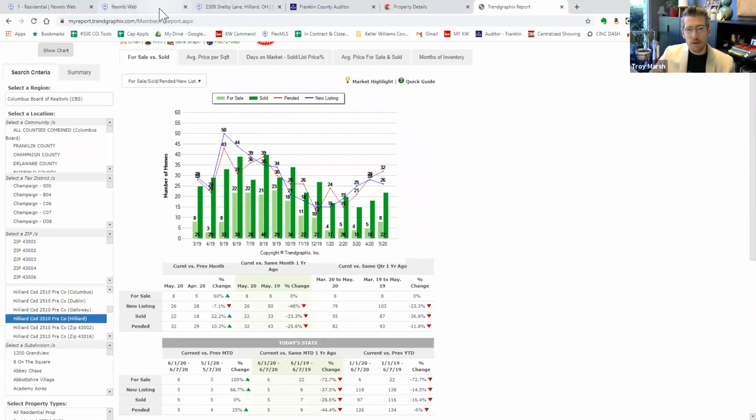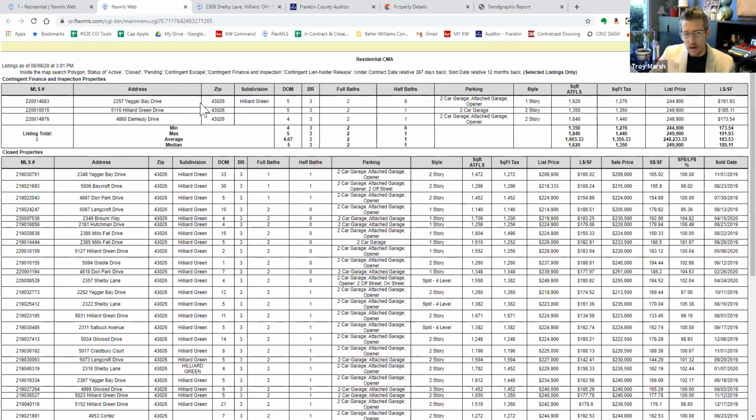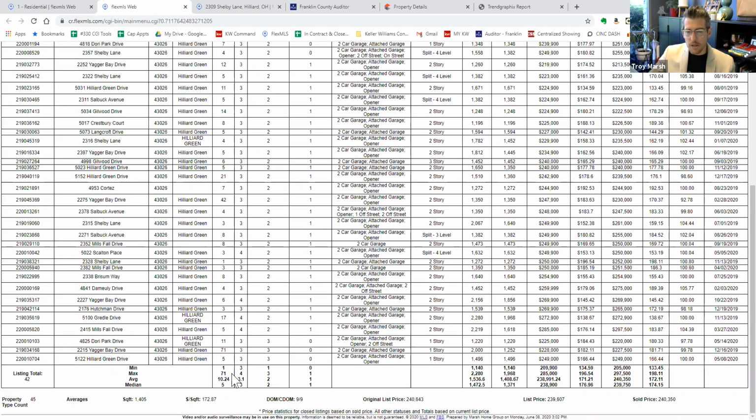So I'm going to go on that 30,000 foot view. Then I'm going to jump in here. I'm going to talk about the neighborhood. I'm going to talk about the average days on market. I'm going to talk about the difference between the average days on market and the median days on market.